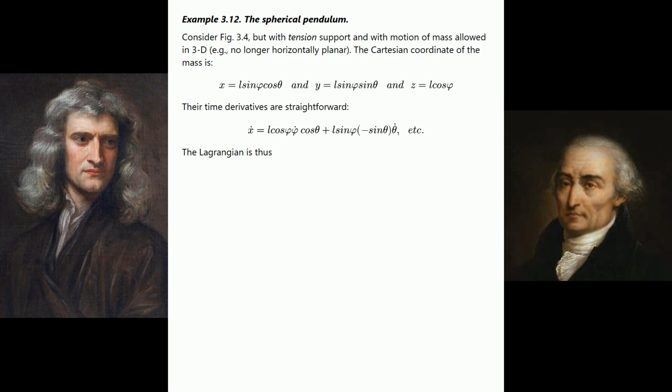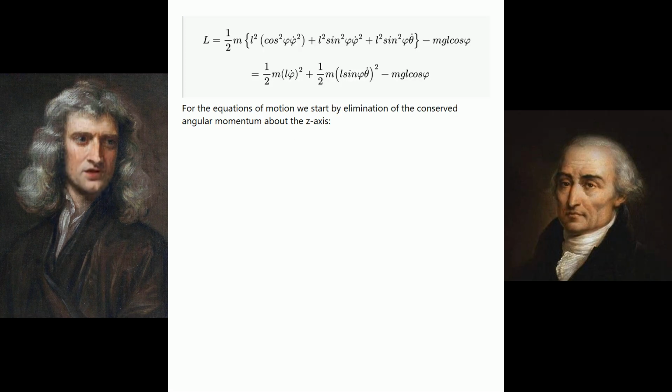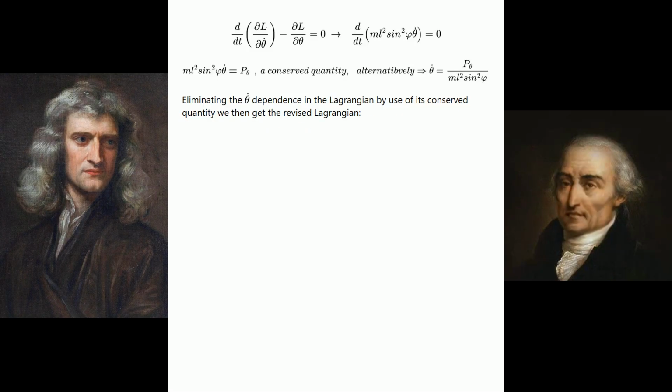See the next equation. The Lagrangian is thus as shown. For the equations of motion, we start by elimination of the conserved angular momentum about the z-axis. Eliminating the θ dependence in the Lagrangian by use of its conserved quantity, we then get the revised Lagrangian.